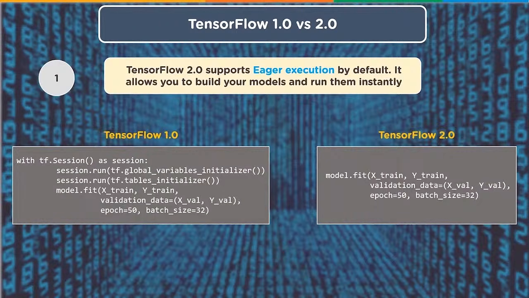And you can see here from TensorFlow 1 to TensorFlow 2, we have almost double the code to do the same thing. So if I want to do with tf.Session, or TensorFlow session as a session, the session run, you have your variables, your session run, you have your tables initializer, and then you do your model fit. X train, Y train, and then your validation data, your X value, Y value, and your epochs and your batch size. All that goes into the fit.